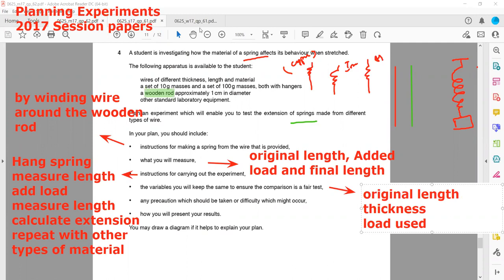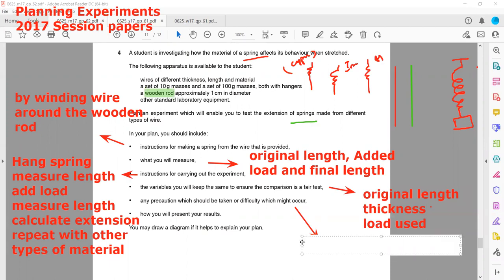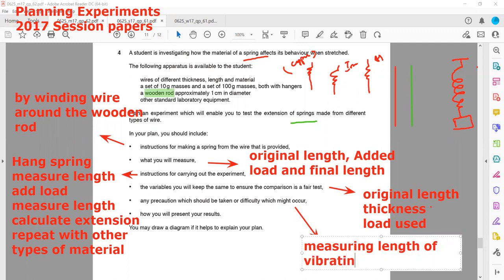The precaution taken or any difficulty which might occur. So the difficulty is measuring a length of a vibrating spring. That is a difficulty, and how you can overcome that? So wait for the spring to settle down or stop vibrating.